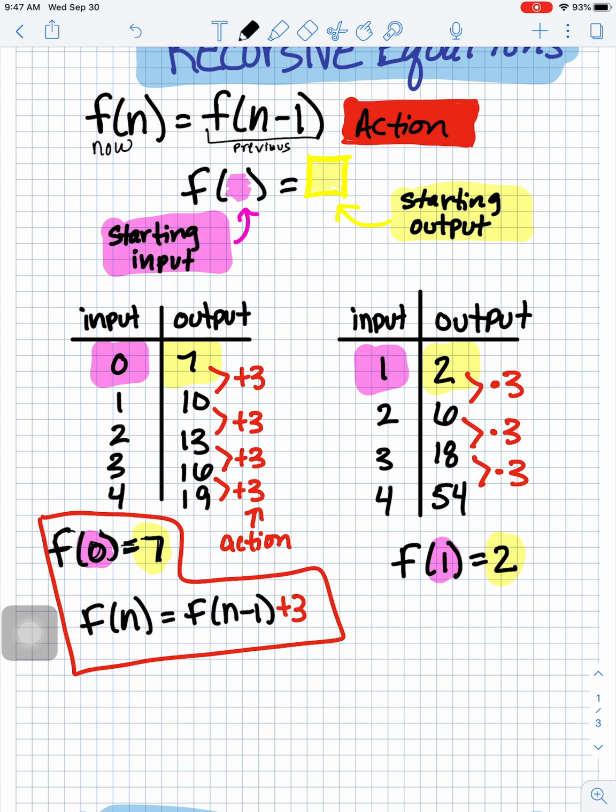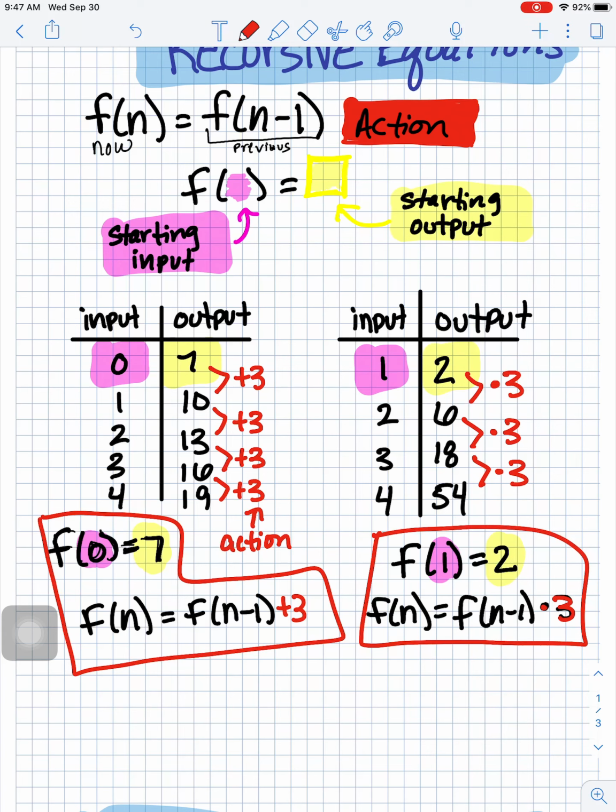If I'm going to write my recursive equation, to get to the new value, I take the value I had before and multiply it by 3. That action is multiply by 3. And this is a recursive equation. It's basically saying starting at 1, it's 2. And then I always just copy and paste: f of n equals f of n minus 1, action.